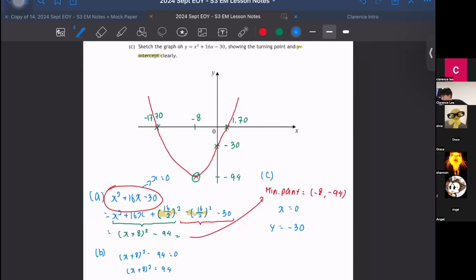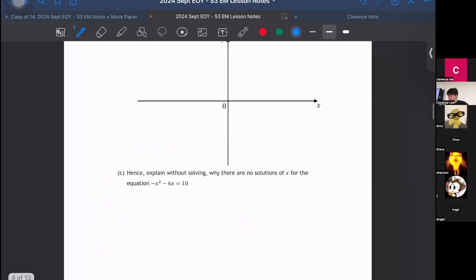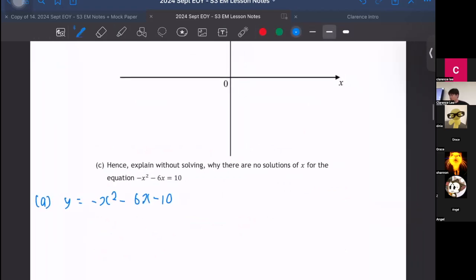Okay. Moving on to the second worked example, you must complete the square again, once again for part A. So you have y equals negative x squared minus 6x minus 10. Then afterwards, you must start completing the square. And remember what I said just now: for you to complete the square, your coefficient of x squared must be 1. Now my coefficient is negative 1, so you must factorize out first.